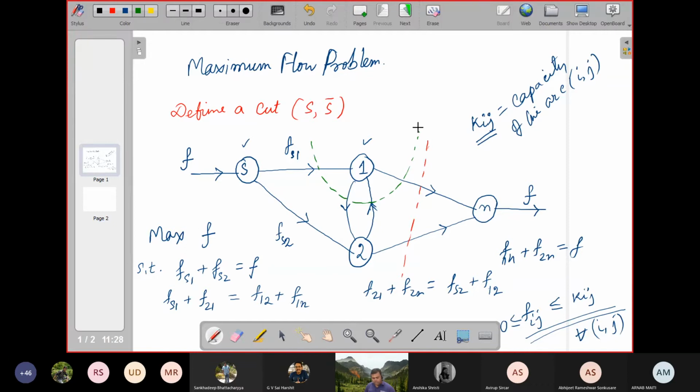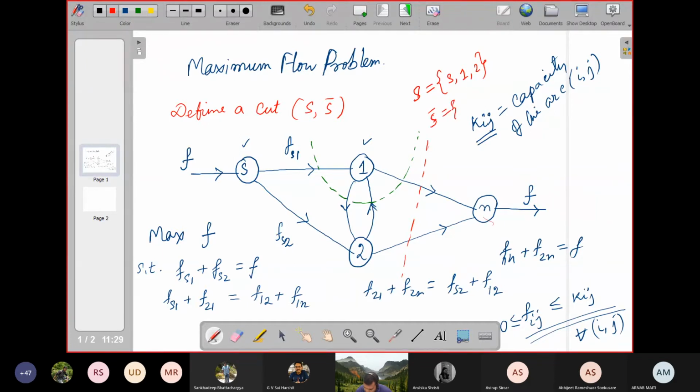So now, cut is defined. Here, for example, if I try to define this cut, this dotted red line, what is S here? If I say S and S bar, what is S here? S is small s, 1 and 2, right? So small s, 1 and 2, right? And what is S bar?